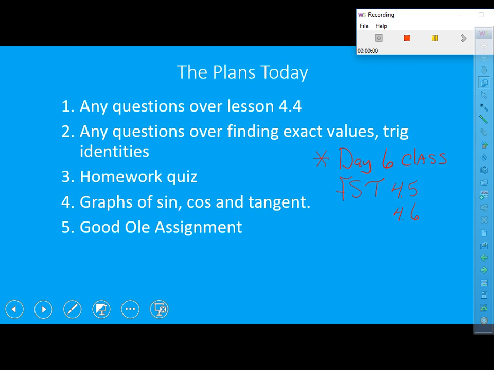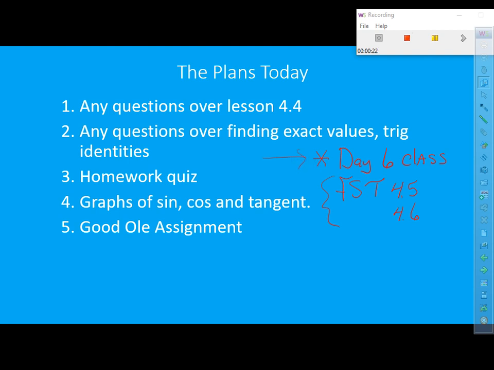Well, hello everybody. What I need to cover with you today is section 4-5 and 4-6. It's over the graphs of the sine function, cosine function, and the tangent function. We grouped the two sections together because they really flow nicely. So what you'll need to have in front of you is your day 6 class examples.